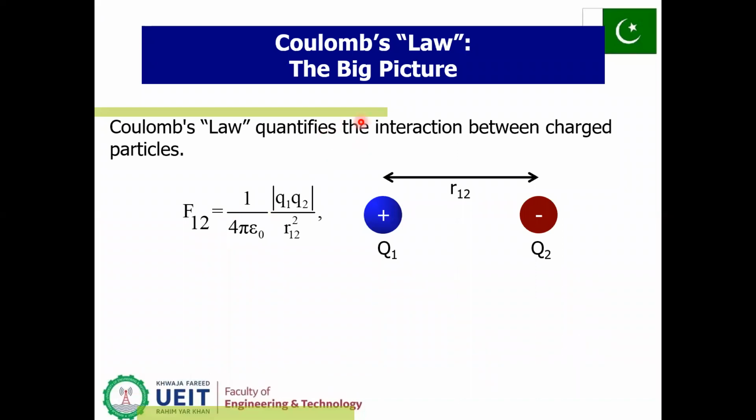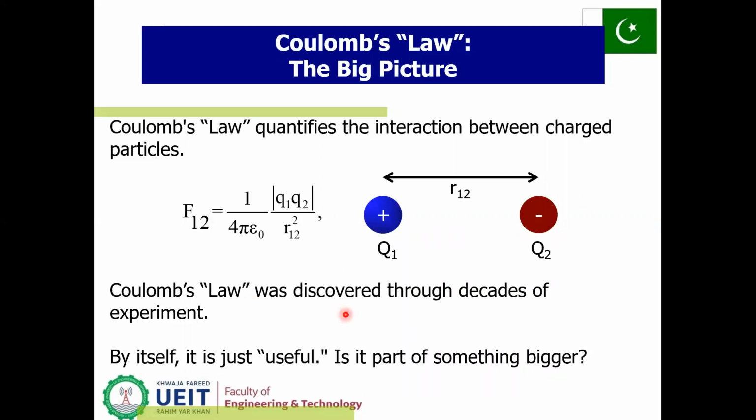Coulomb's law. Again, we revise Coulomb's law, which quantifies the interaction between charged particles. F12 is equal to 1 over 4 pi epsilon naught times Q1 Q2 divided by the distance between them, R12 squared. Coulomb's law was discovered through decades of experiment. By itself, it is just useful. It is part of something bigger.